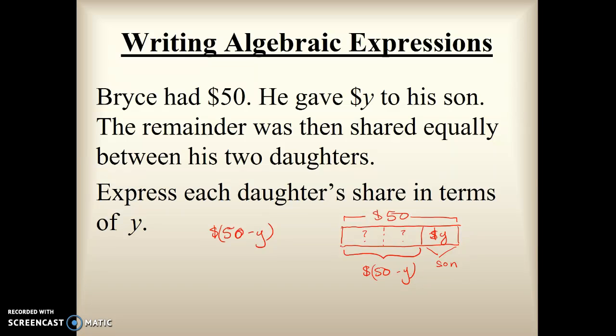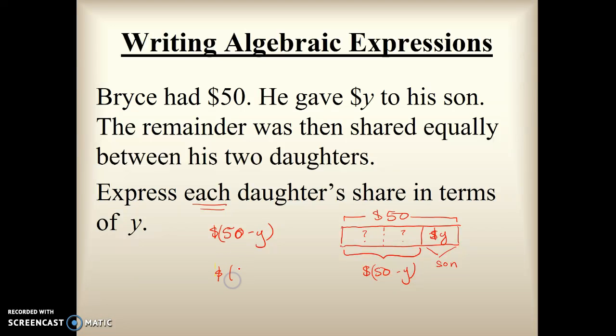All right, well, Bryce has two daughters though, and our question that we're trying to figure out is how do we express each daughter's share in terms of y? Well, if this were a number, this would be easy, right? You would probably look at this, maybe you could say $50, he gave $20 to his son, not y dollars, and he had $30 remaining, and you would look at that and you would say, oh, that's easy. He gave $15 each to his daughter. And in your mind, you just divided that amount by 2.